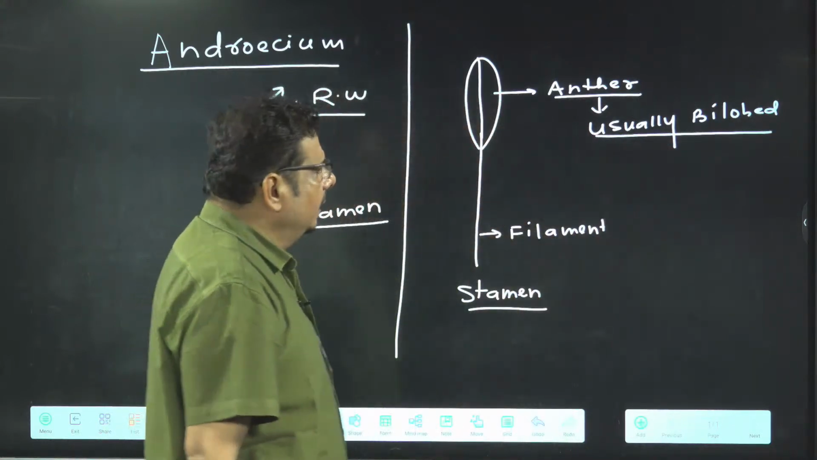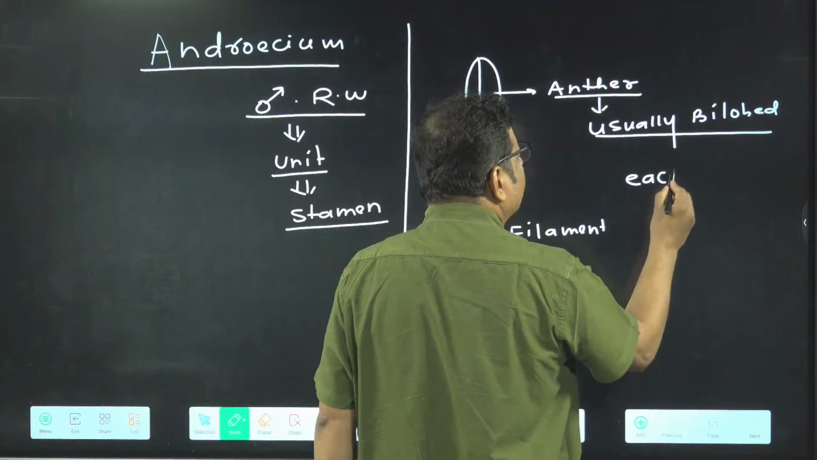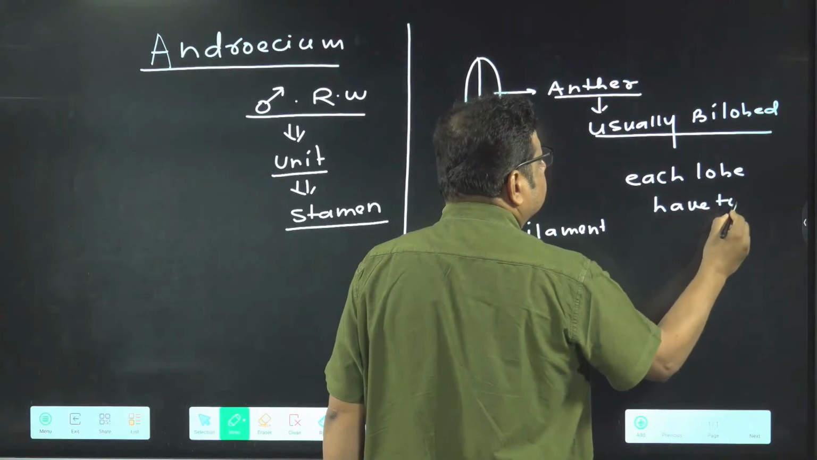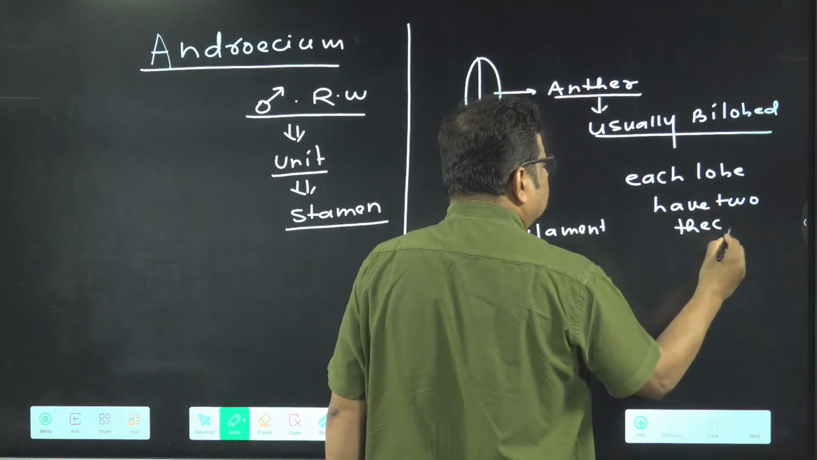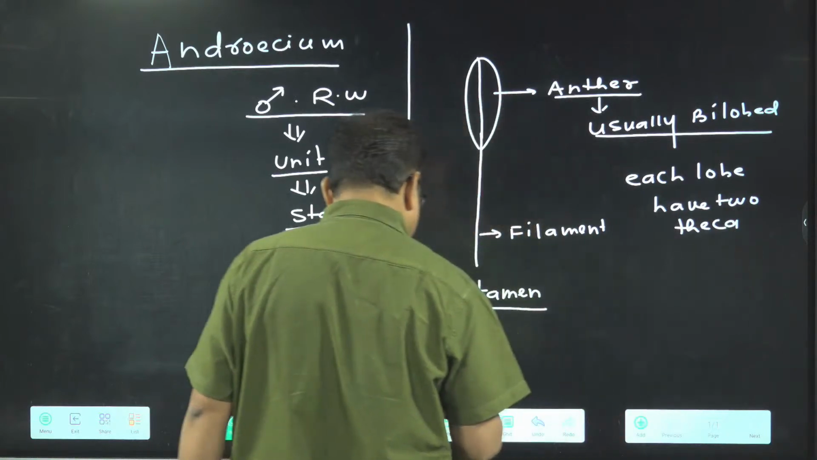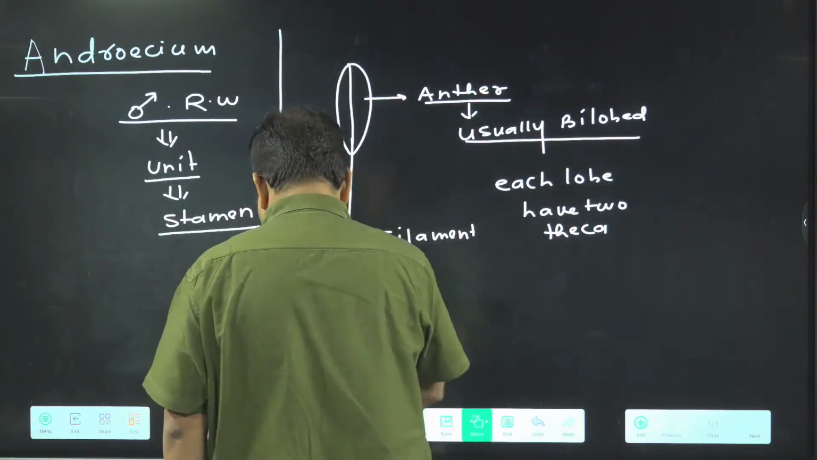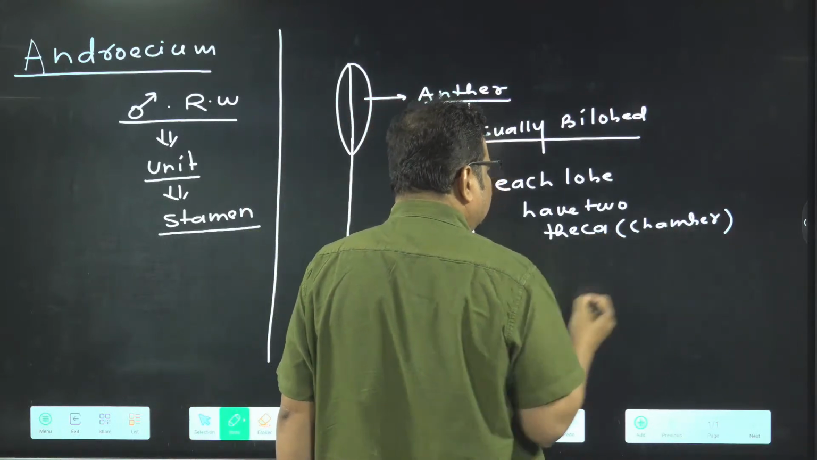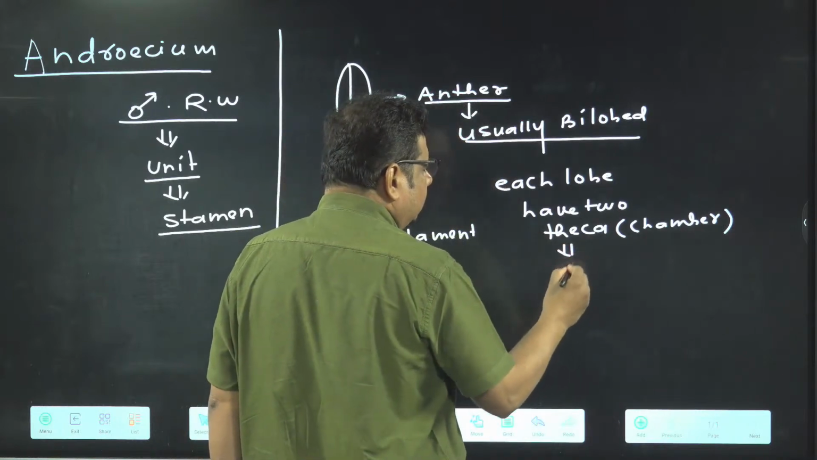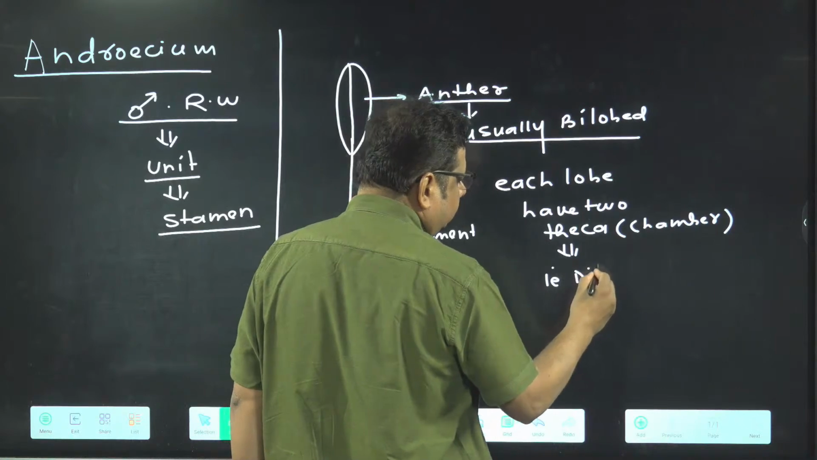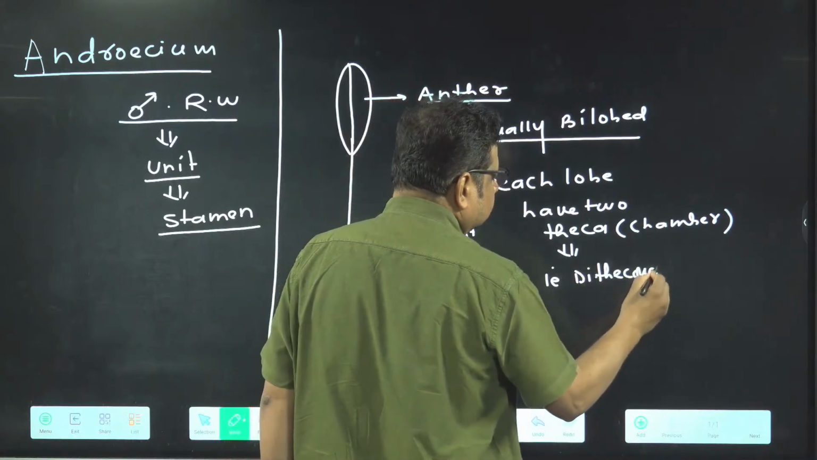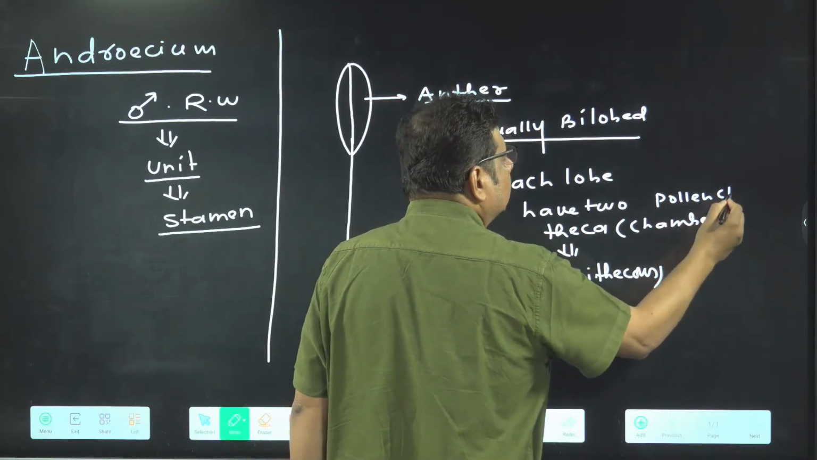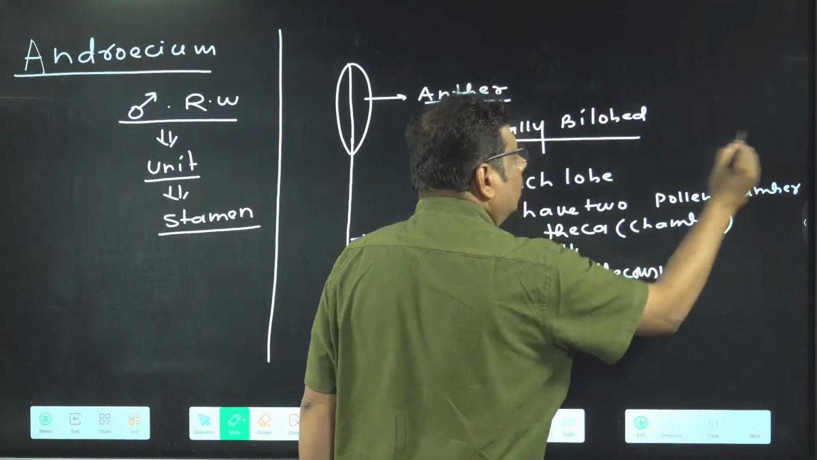And each lobe has two theca. Theca, or you can say chamber. Getting the things or not? That is dithecous. And this theca is also called the pollen chamber.